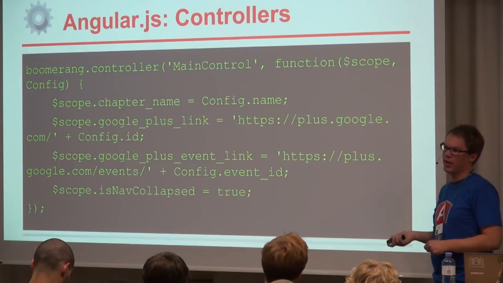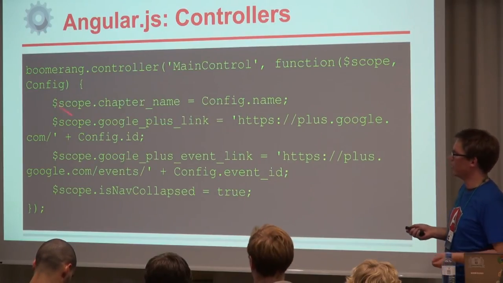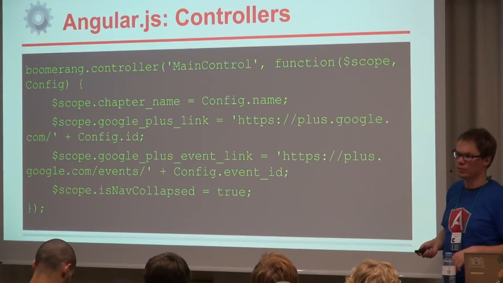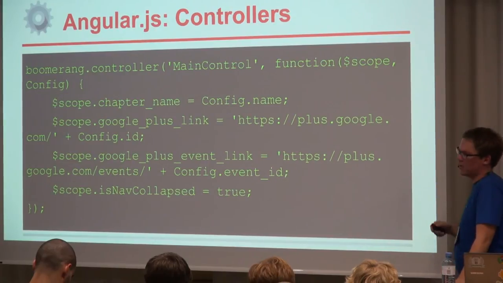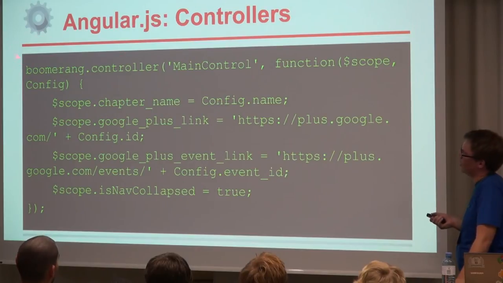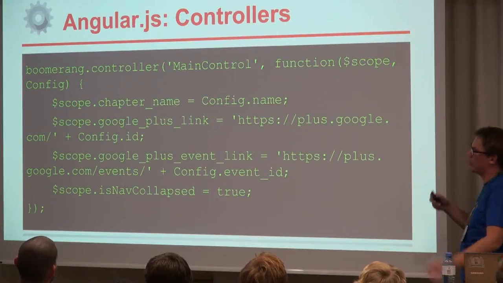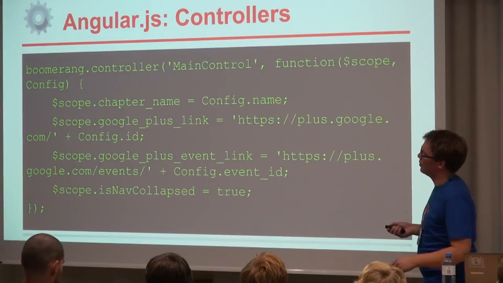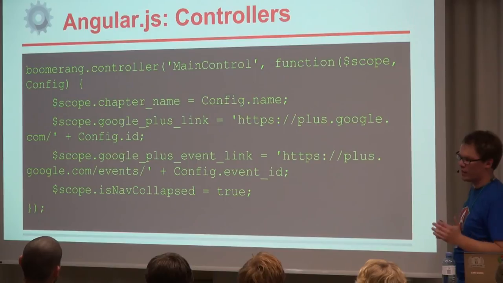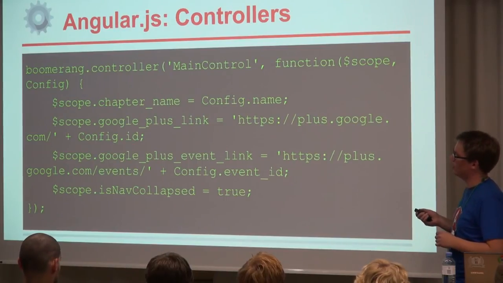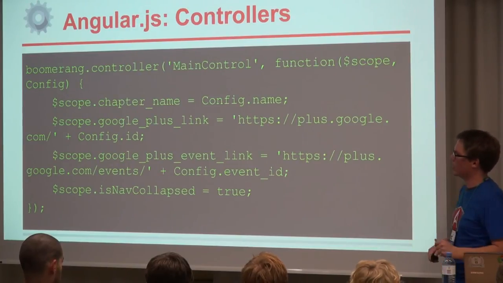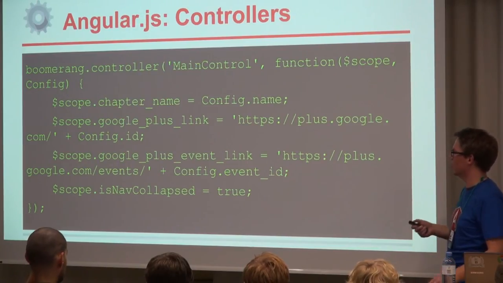Put this in the scope, and you can access this by handlebars Google Plus link, handlebars chapter name in your view. So this is how the data gets into your view. And we see here a config object. I left this also out because it's just way too long. This is just a static object containing some values that I use here. Because I use it more than once, I define it on top. We can look it up on GitHub later on how the whole thing looks.